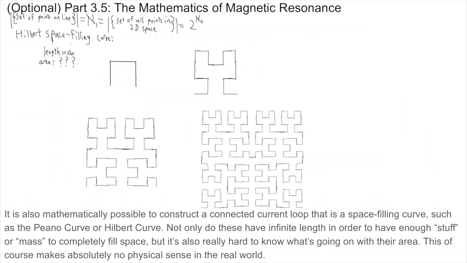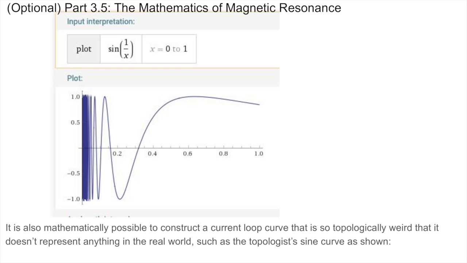It is also mathematically possible to construct a connected current loop that is a space-filling curve, such as the Peano curve or Hilbert curve. Not only do these have infinite length in order to have enough stuff or mass to completely fill space, but it's also really hard to know what's really going on with their area. This, of course, makes absolutely no physical sense in the real world. It is also mathematically possible to construct a current loop curve that is so topologically weird that it doesn't represent anything in the real world, such as the topologist's sine curve as shown.